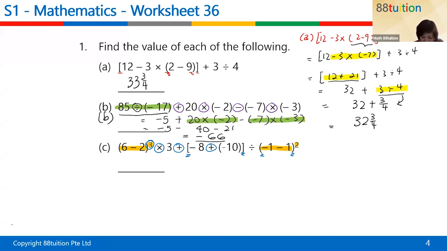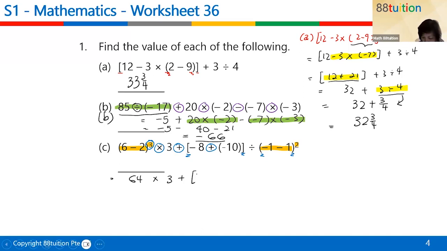So I have 6 minus 2. Then I write here: 6 minus 2 is 4 to the power of 3, right? So what is 4 to the power of 3? I can straight away write 64 if you can. If you cannot, it's okay.